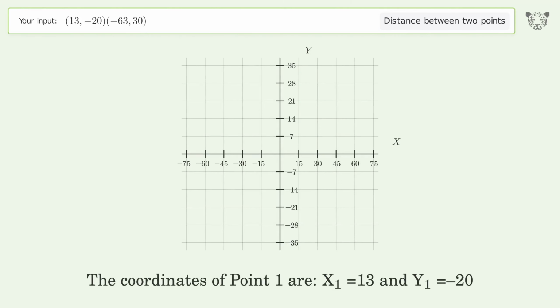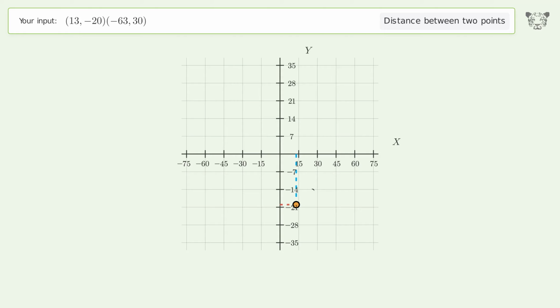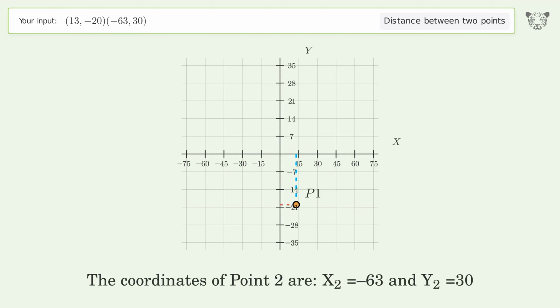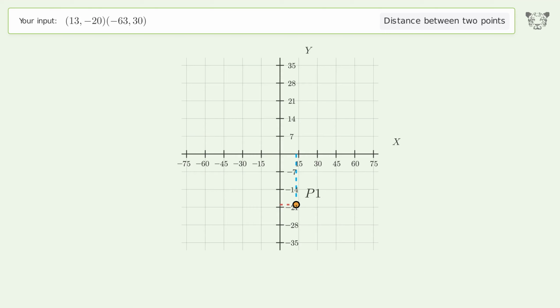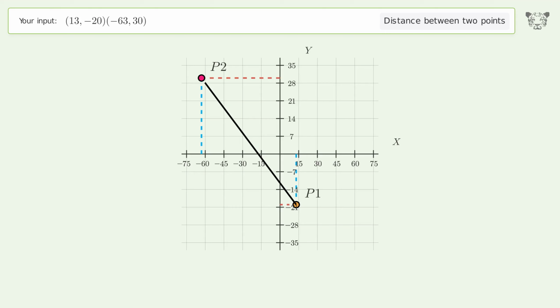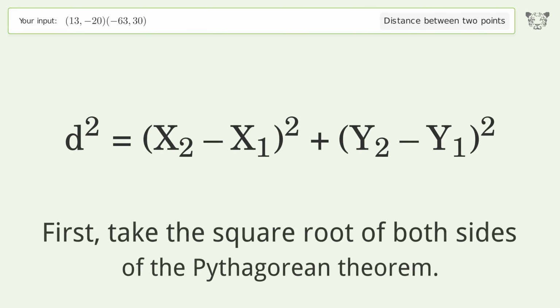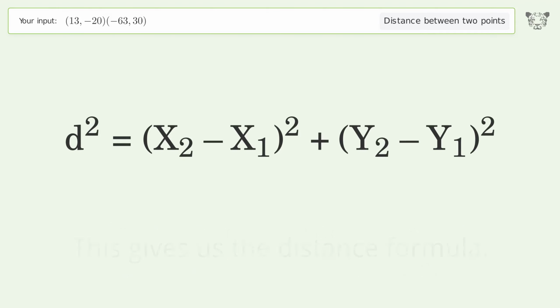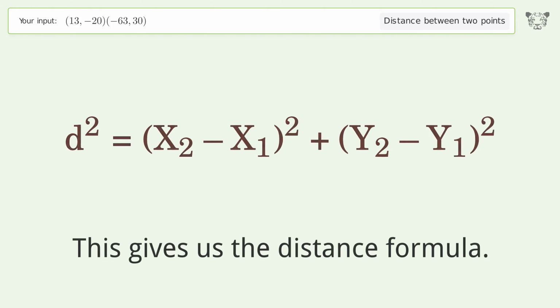The coordinates of point 1 are, x1 equals 13 and y1 equals -20. The coordinates of point 2 are, x2 equals -63 and y2 equals 30. D is the distance between the 2 points. First, take the square root of both sides of the Pythagorean theorem. This gives us the distance formula.